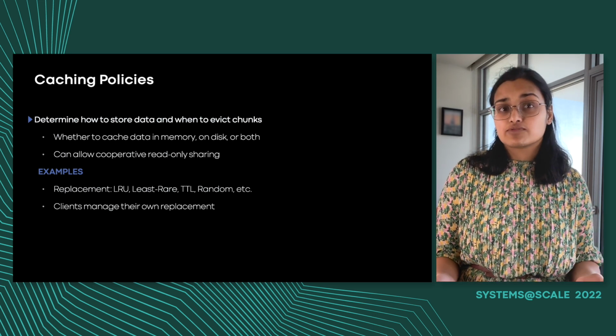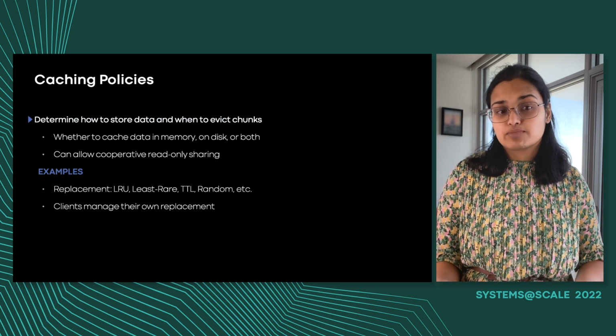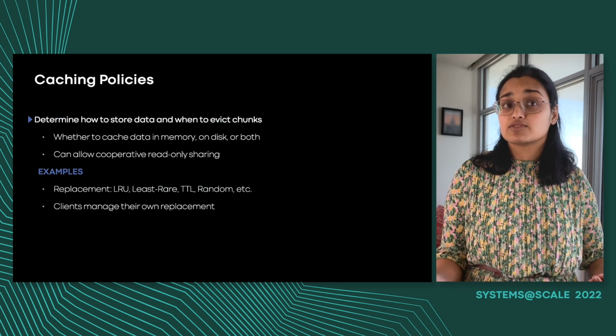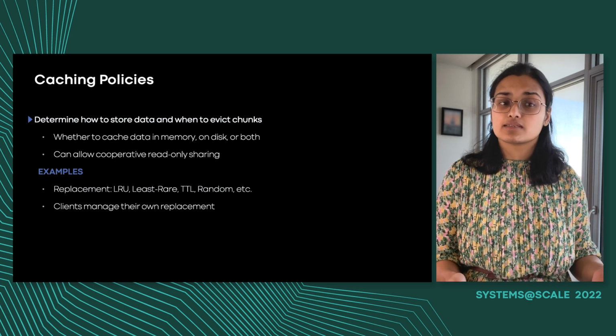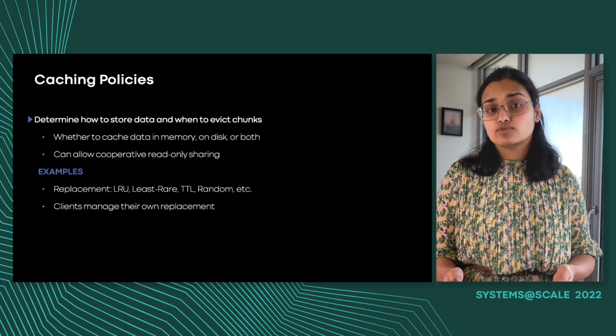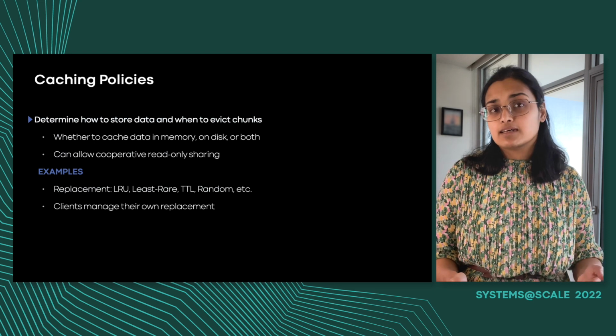Such types of customers actually manage their own cache replacement. However, the system is flexible enough to adopt this. Other replacement policies that we have are least recently used, least rare, TTL, and random.